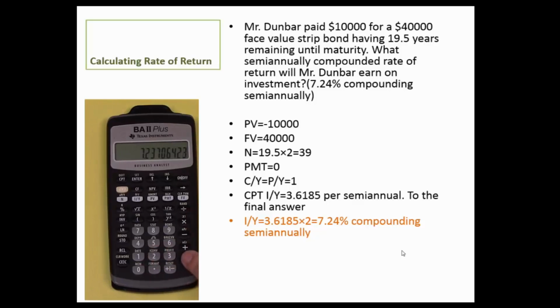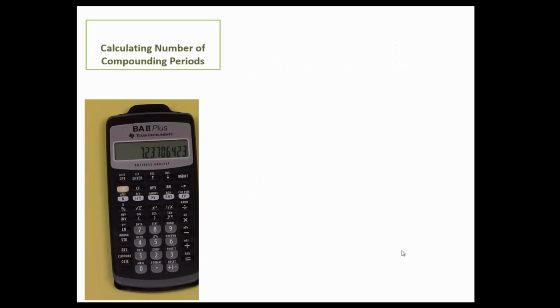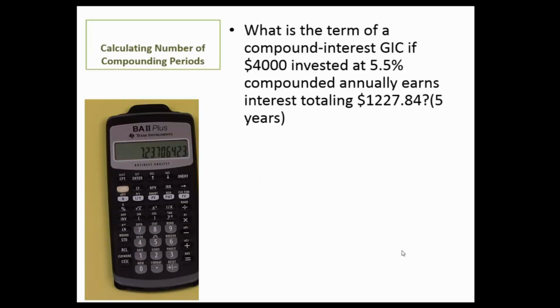Multiply that by 2 to get 7.24%, or the compounding semi-annual rate. Next, we will calculate the number of compounding periods.